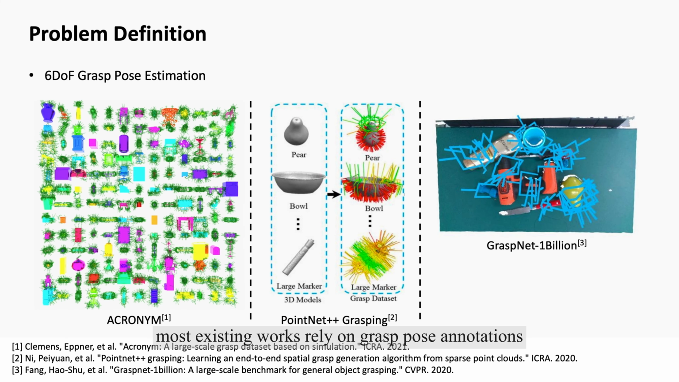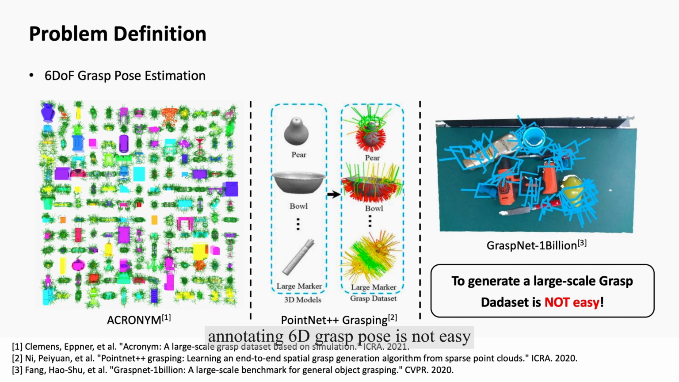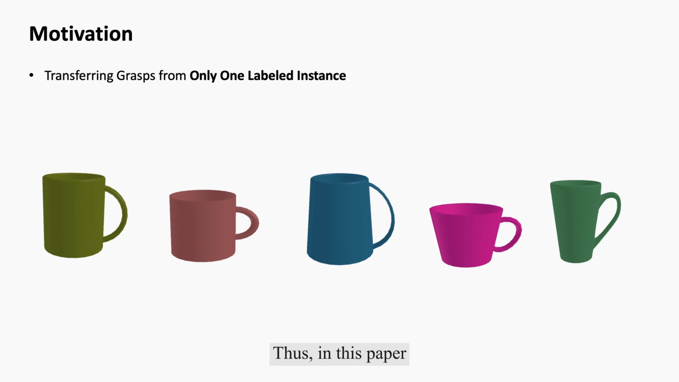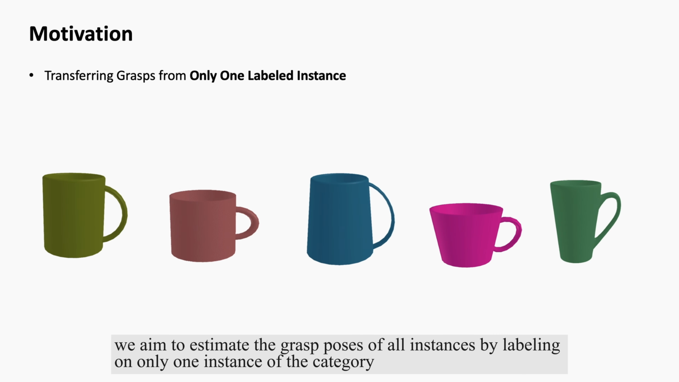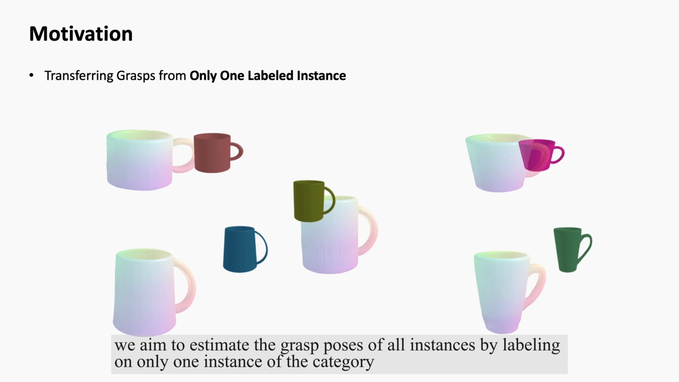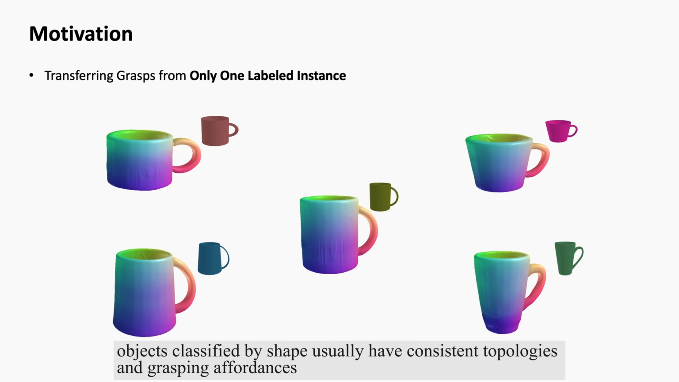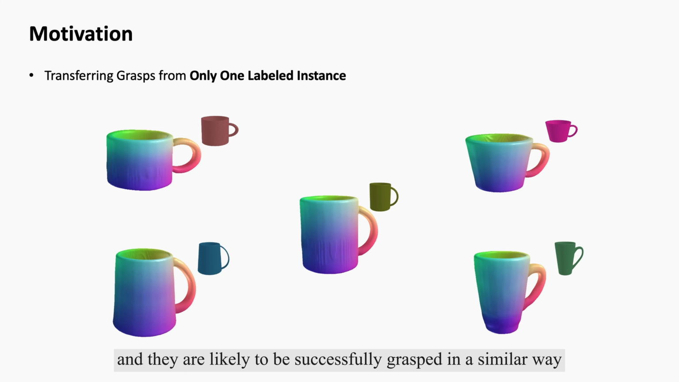Currently, most existing works rely on grasp pose annotations on each object or exact 3D object models available beforehand. However, annotating 6D grasp pose is not easy. Thus, in this paper, we aim to estimate the grasp poses of all instances by labeling on only one instance of the category. As we know, objects classified by shape usually have consistent topologies and grasping affordances, and they are likely to be successfully grasped in a similar way.